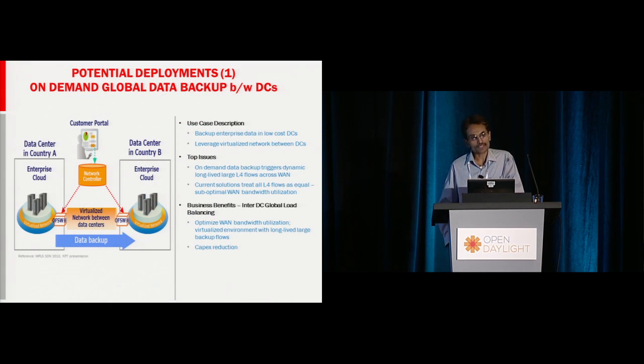So now, deployments where we've seen a lot of interest is an interesting use case from MPLS SDN 2013. This is on-demand global data backup between data centers. The use cases revolve around globally backing up enterprise data to low-cost data centers, especially considering power and cooling, where it's much cheaper to maintain OpEx. So the idea is to leverage a virtual network and back up the traffic, and this can happen any time of the day.